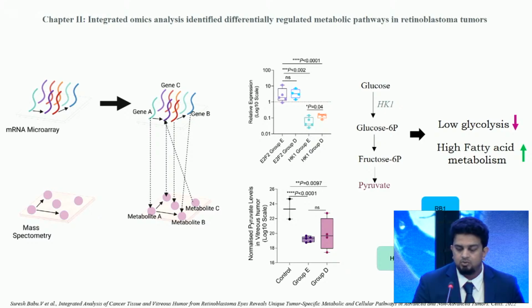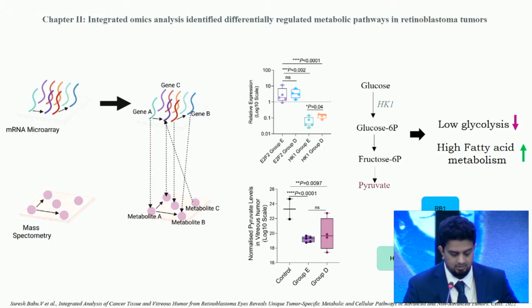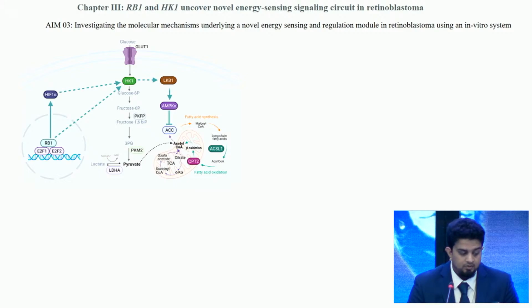And using in vitro models, the chapter also identified a novel regulation where ectopic expression of RB was able to induce hexokinase expression in retinoblastoma cells, which is independent of its classical non-cell cycle regulation of E2F2. To further unravel the RB and hexokinase interaction, we looked at, in chapter 2, using biochemical assays and in vitro models, we try to understand how this signaling regulation happens.